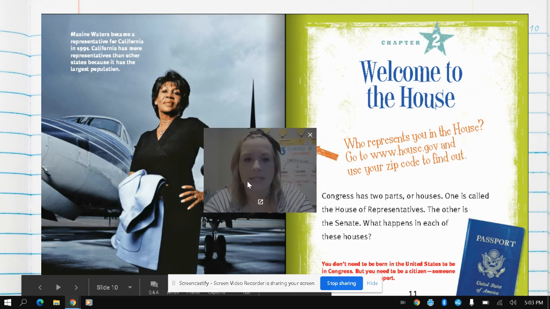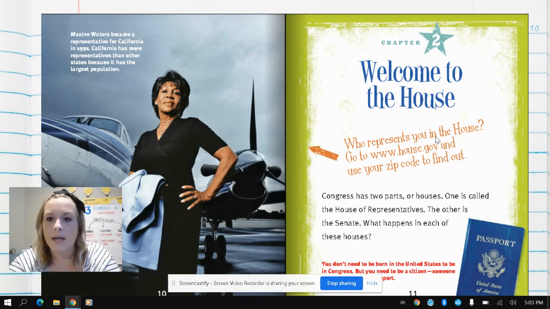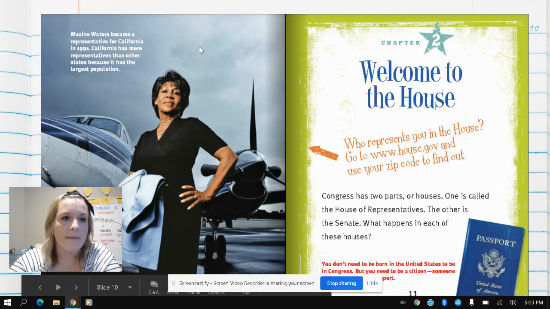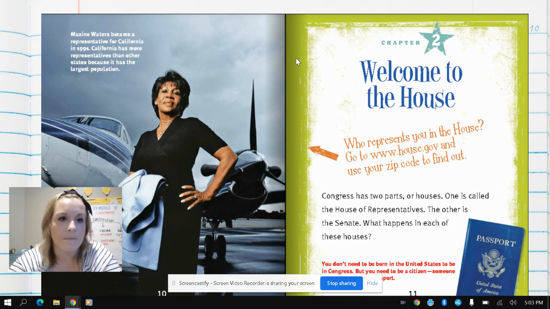Okay, chapter 2 says, Welcome to the House. And this part says, Who represents you in the House? Go to www.house.gov and use your zip code to find out. So, Congress has two parts or houses. One is called the House of Representatives, the other is the Senate. What happens in each of these houses? Over here, our caption says Maxine Waters became a representative for California in 1991. California has more representatives than any other state because it has the largest population.